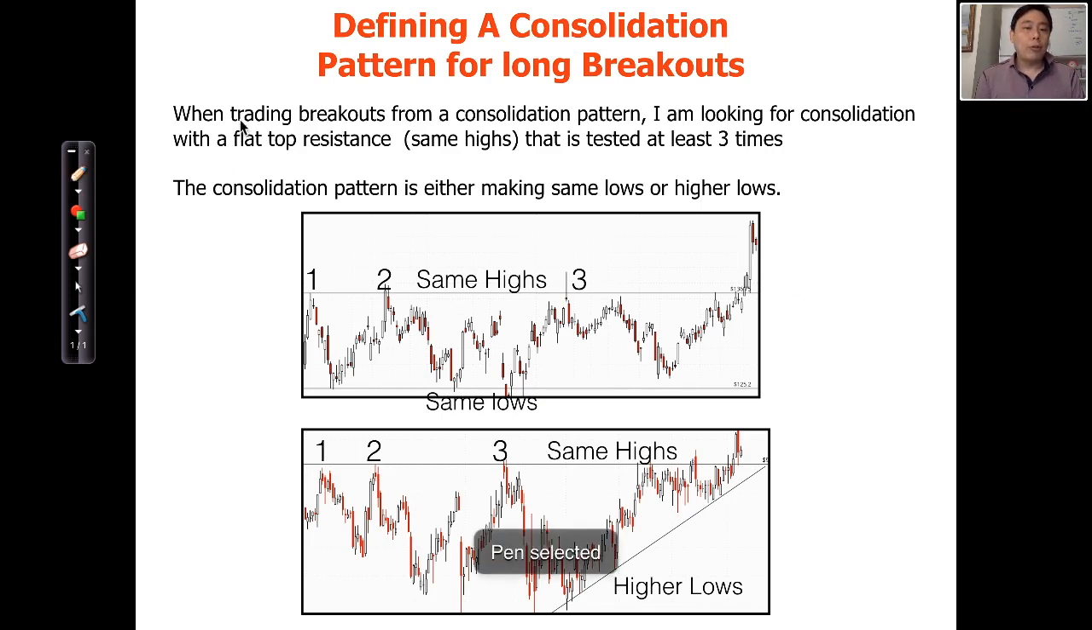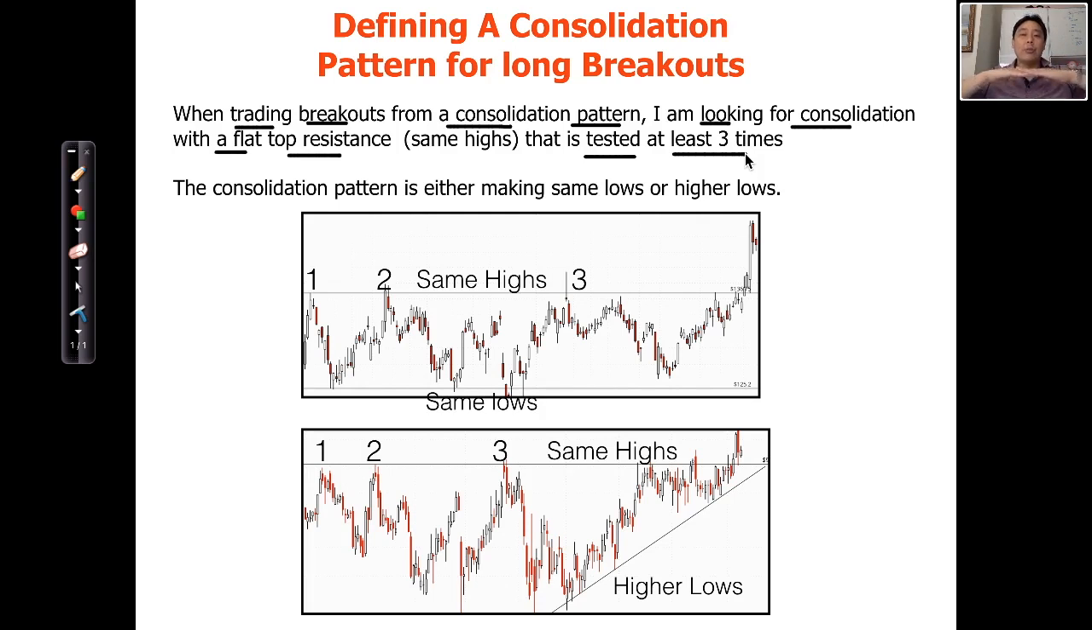Okay, so when trading breakouts from a consolidation pattern, I'm looking for consolidation with a flat top resistance that's tested at least 3 times. I like to trade consolidations when there's a flat top resistance. So the resistance is a straight, horizontal line that must be tested 3 times. That means the price goes up, hits it, comes down, that's 1, goes up, hits it again, 2, hits it again, 3. So it's going to be tested 3 times to tell me it's a strong resistance.